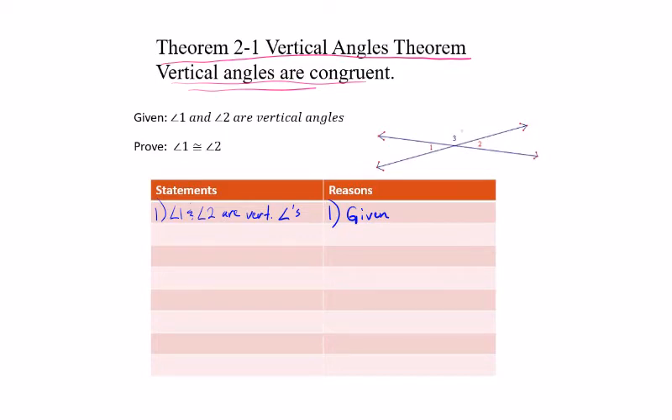We see that angle 1 and angle 3 form a linear pair, right? If they form a linear pair, that means they must be supplementary. So angle 1 and angle 3 are supplementary, and the reason why is because angles that form a linear pair are supplementary. That's the linear pair postulate.